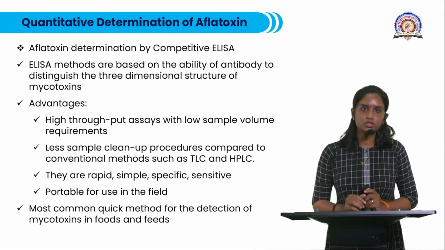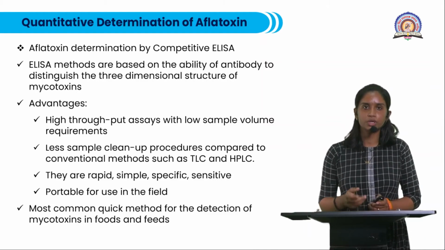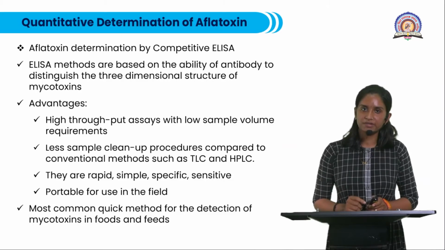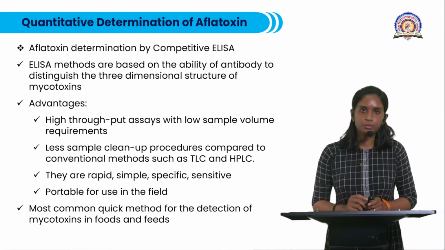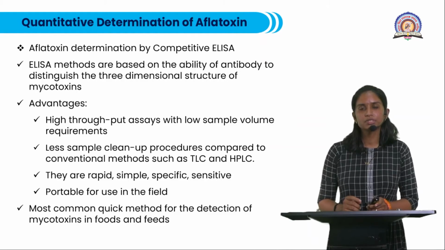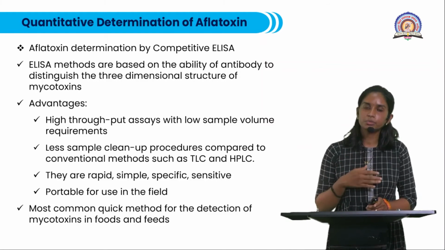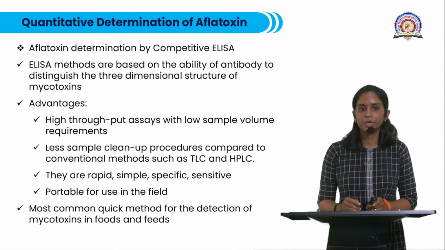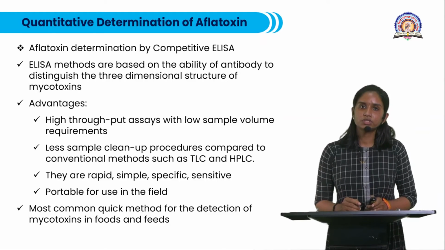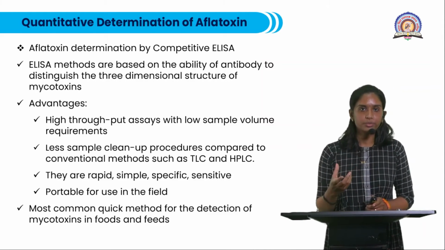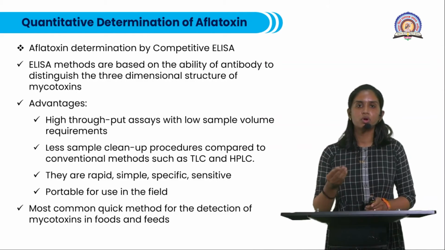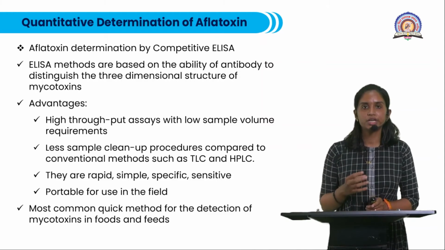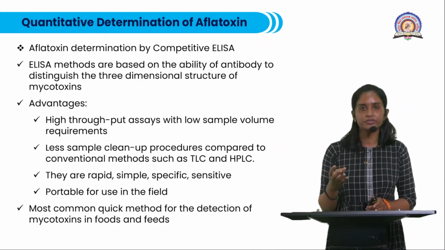Now what are the advantages of this ELISA technique if they are used for quantitative determination? One is they are high throughput assays with low sample volume requirements, because microliter is required for measuring the concentration, and high throughput means simultaneously you can proceed with multiple samples. Then second advantage is less sample cleanup procedures compared to conventional methods. Cleanup procedures means, now see, we are using antibody which is specific against the molecule of our interest. So we don't need to remove much of the impurities present in the sample. Whereas in other techniques, these impurities can interfere with the results.